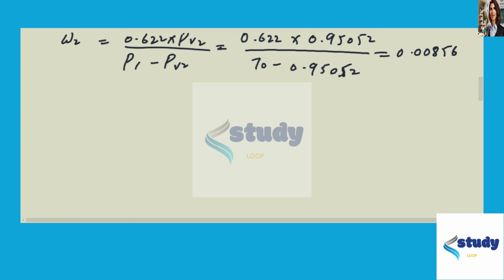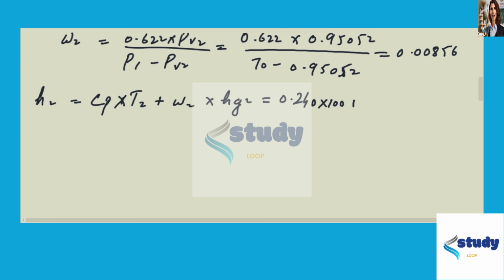Next we can use the absolute humidity W2 to calculate the enthalpy H2. H2 is equal to Cp multiplied by T2 plus W2 multiplied by Hg2, equal to 0.240 multiplied by 100 plus 0.00856 multiplied by 1104.7, and that is equal to 33.46 BTU per lbm.